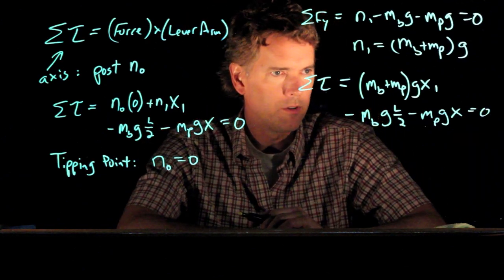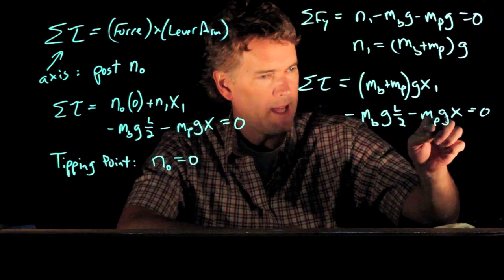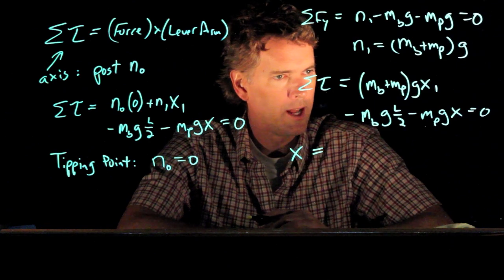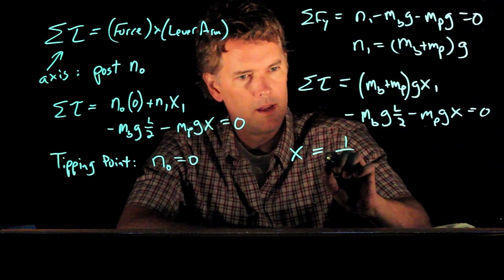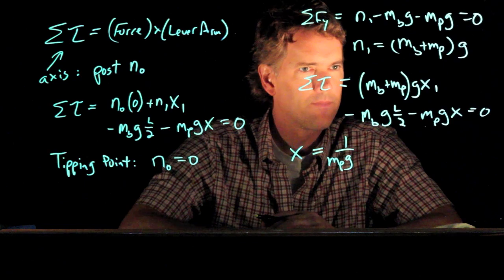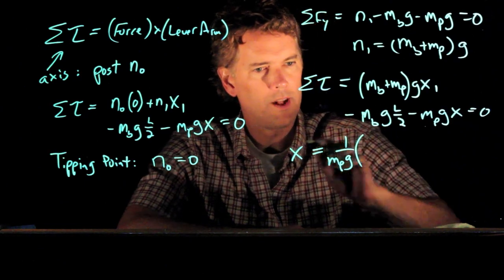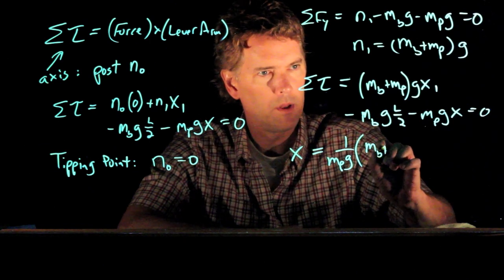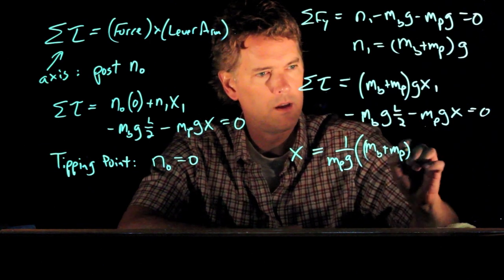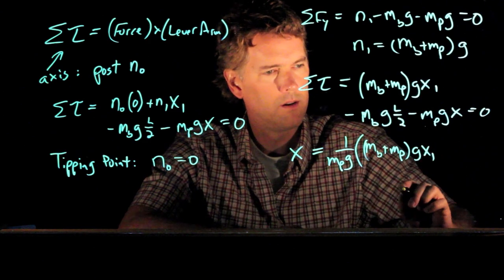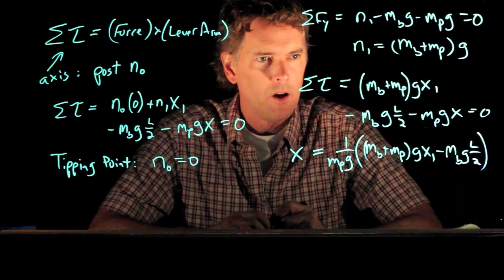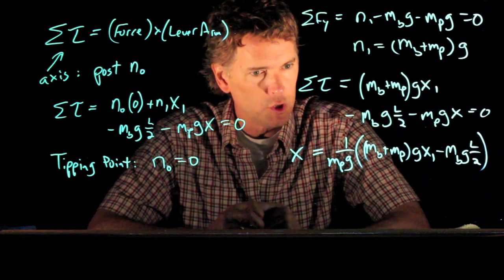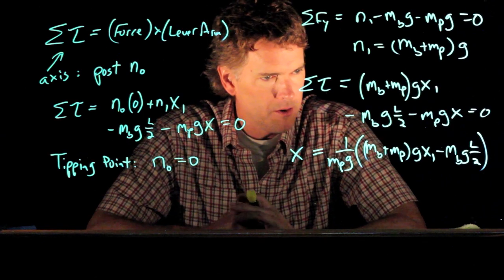And now we can solve this equation for x. So if we move that last term over to the other side, we get x equals, we're going to have to divide by m_p g, and the rest of the terms are all this other stuff: (m_b plus m_p) g x1 minus m_b g L over 2. Okay, so you can work out the torque equation and get a solution for x, as I've shown here.